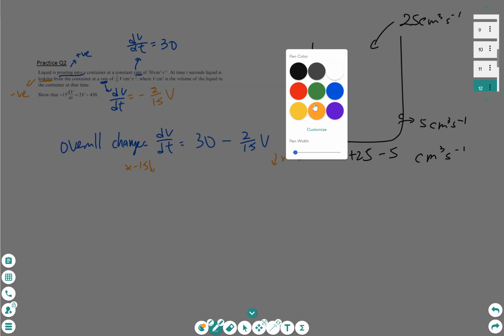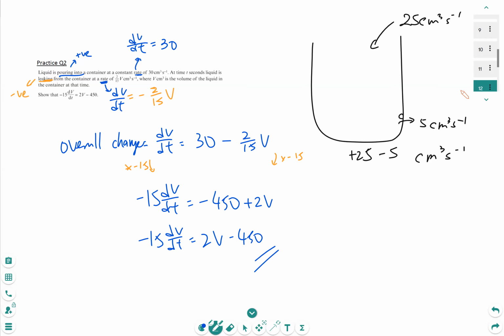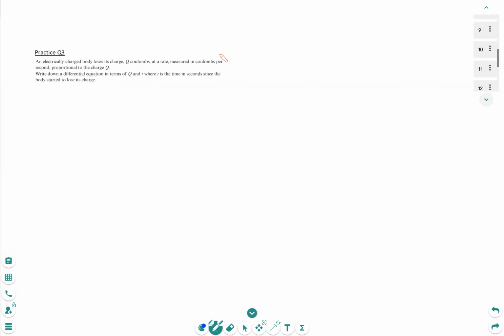If we multiply everything by minus 15, then magical things happen. Times by minus 15, that becomes minus 15 dV by dt. Minus 15 times 30 is negative 450. Minus 15 times negative 2/15 V is positive 2V. If I rearrange the 2V and minus 450, you can see that's the answer. Right, next one. Pause the video, have a go at the question. One minute. When you're ready for the answer, you can press play.